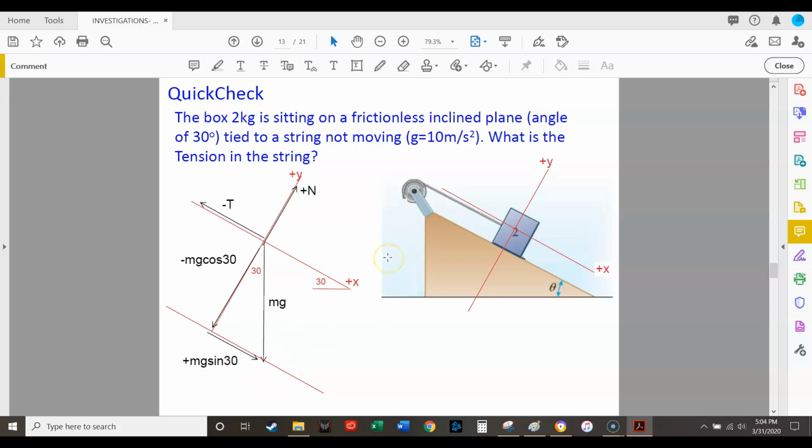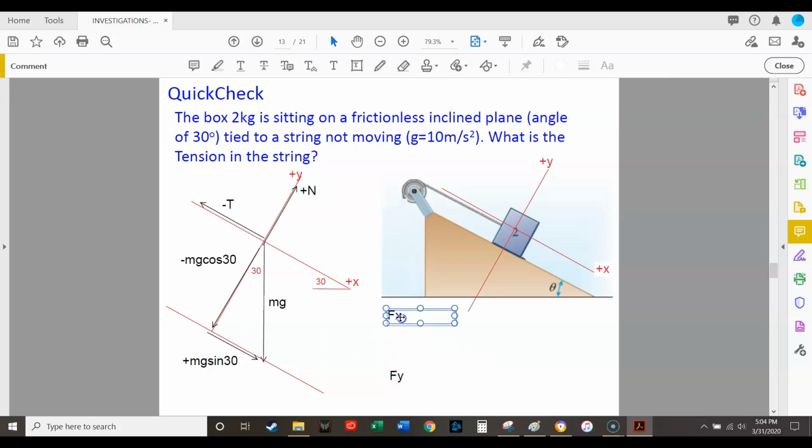And there is our force diagram. What I want you to do is go ahead and sum the forces up in the x direction and y direction. So let's sum the forces up in the x direction right here, and we'll do another one and sum the forces up in the y direction.